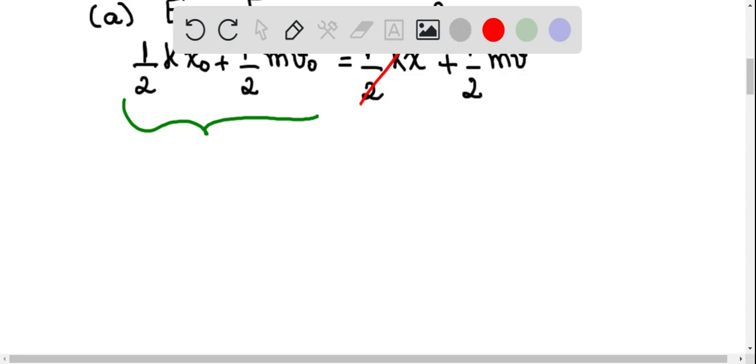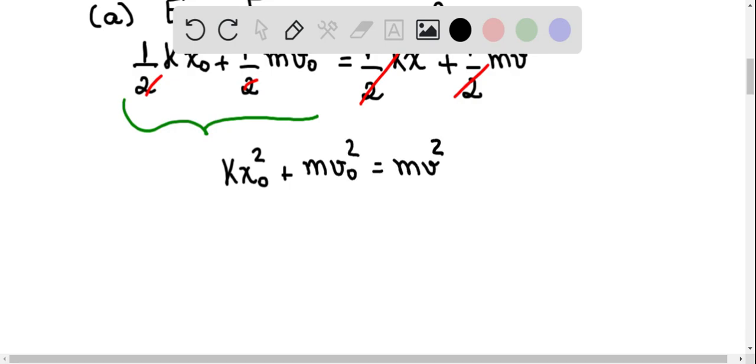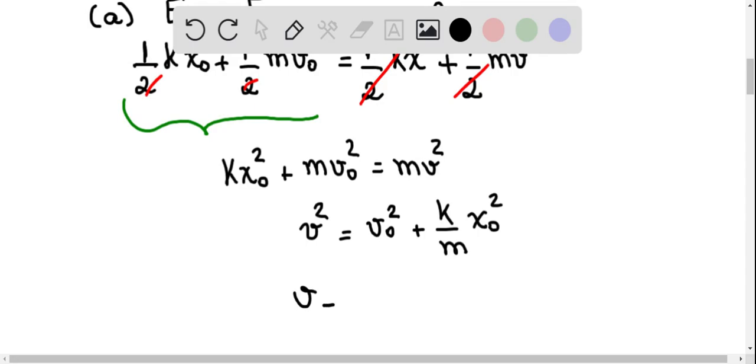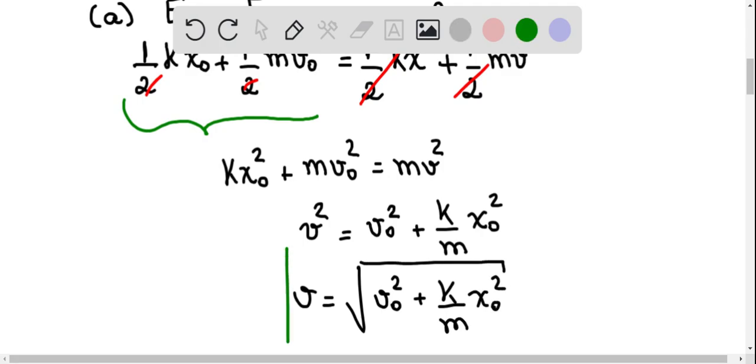Okay, so the 2's cancel out, and we have the following equation. kx0 squared plus m v0 squared is equal to m v squared. So v squared, if we divide both sides by m, is equal to v0 squared plus k over m x0 squared. So v is the square root of v0 squared plus k over m x0 squared. This is the maximum value of the speed.